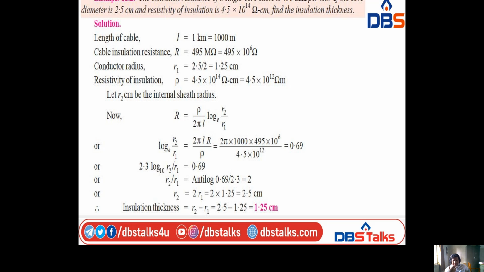Right? This is also an important problem. They given length, insulation resistance, conductor is small r1 and rho. From that we have to find out r2. Now thickness of insulation is nothing but r2 minus r1, right?